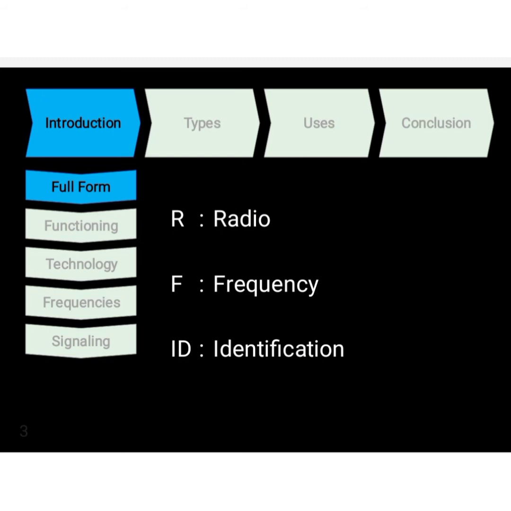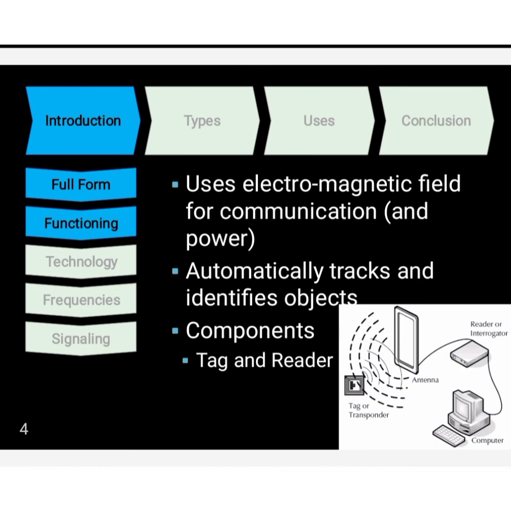What is the full form of RFID? R represents radio, F represents frequency, and ID is basically identification. These three, radio, frequency, identification, make the RFID chip. Let's move on to the functioning part. Basically, it uses the electromagnetic field for communication. It automatically tracks and identifies objects.